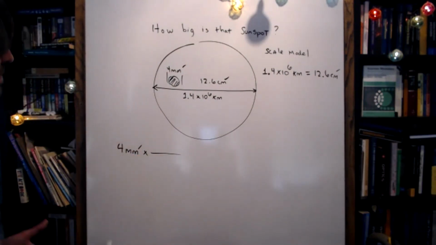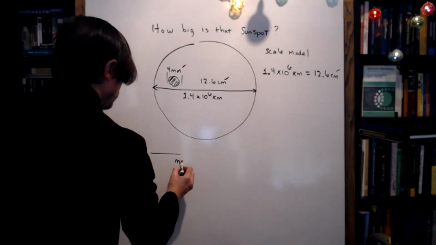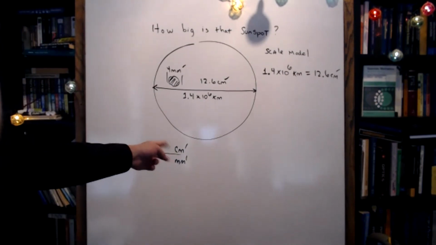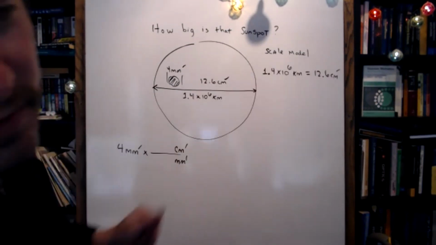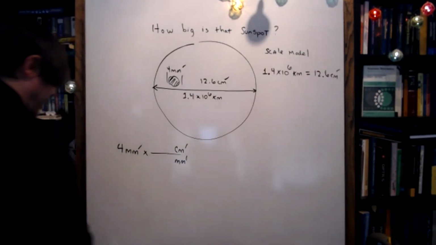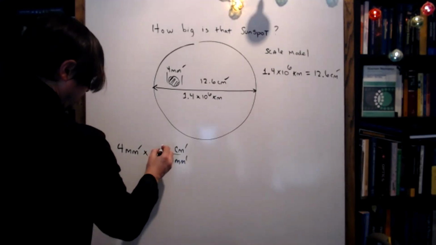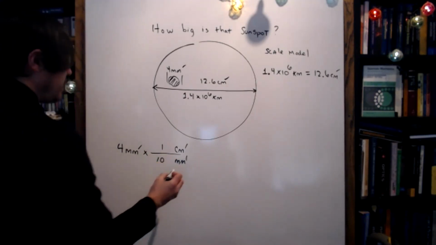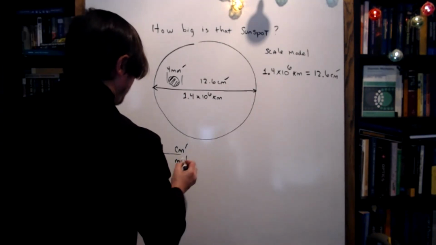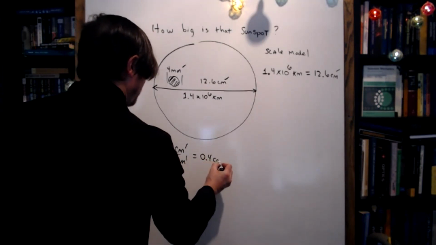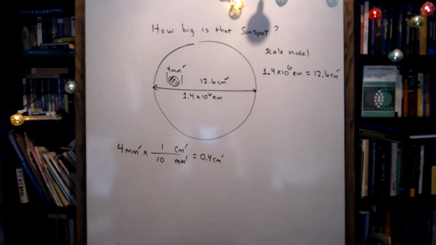Millimeters on the bottom, centimeters on top. You'll notice I'm using a prime because these are fake centimeters or fake millimeters. They were on my computer screen. And what's the conversion factor? It's going to be 1 centimeter for every 10 millimeters. So that basically gives us 0.4 scale model centimeters. Now what do I do?